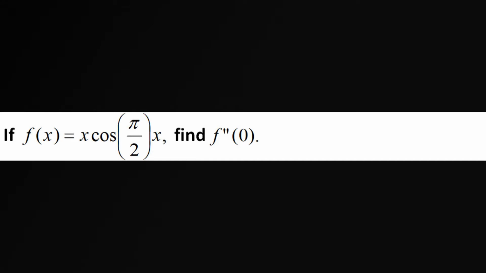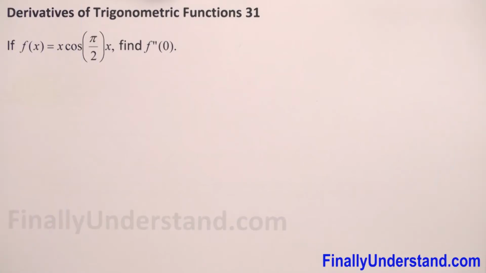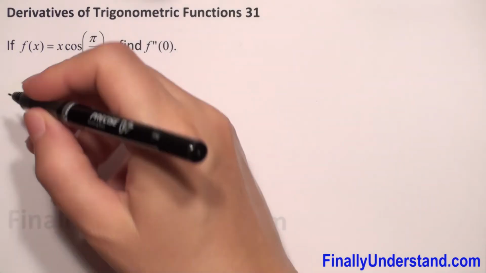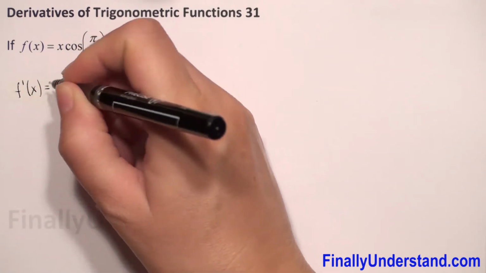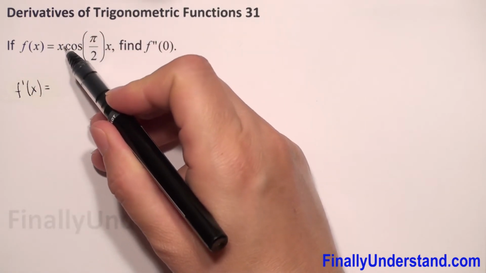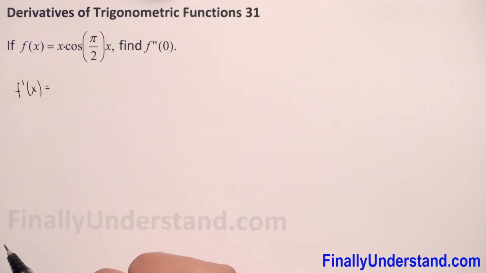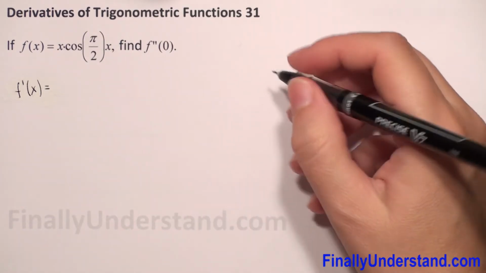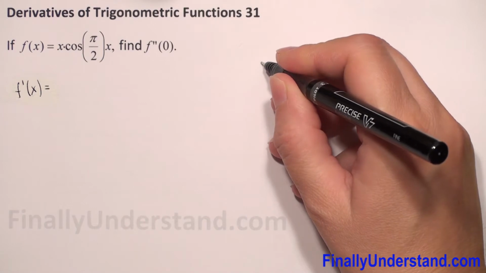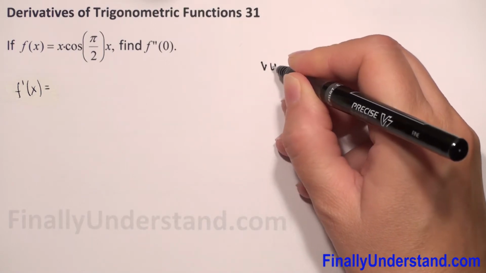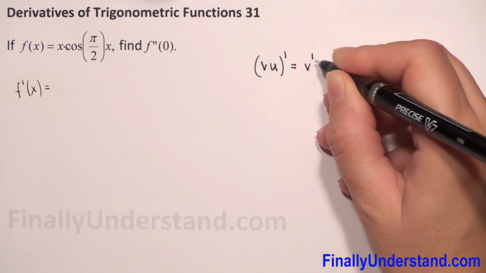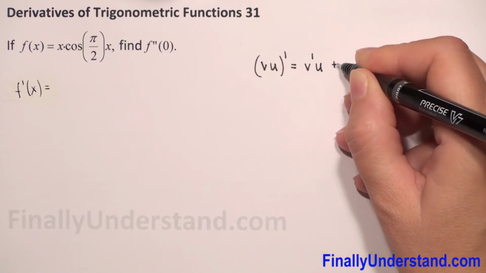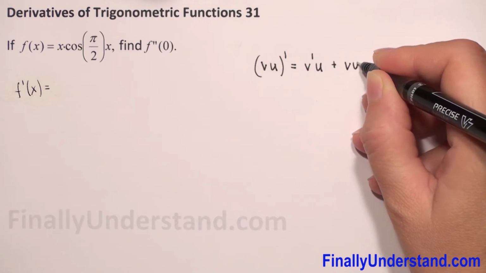We have to find the value of the second derivative for x equals 0. So first we have to find the first derivative. F prime of x is equal to... because we have multiplication here, it means we have to use the product rule. Product rule: when we have v times u, the derivative is equal to v prime times u plus v times u prime.